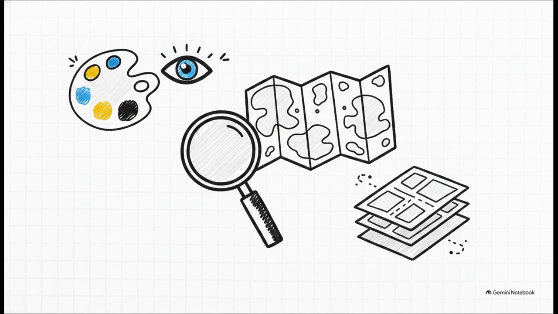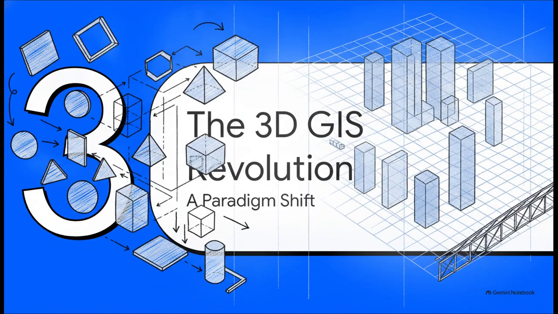You need interactive features like zooming and filtering. Otherwise, your team is just going to get lost in a messy pile of overlapping data. Keep it clean. All right, Section 3, the 3D GIS revolution. Let's talk about the massive paradigm shift that is completely reshaping architecture, engineering, and construction right now.